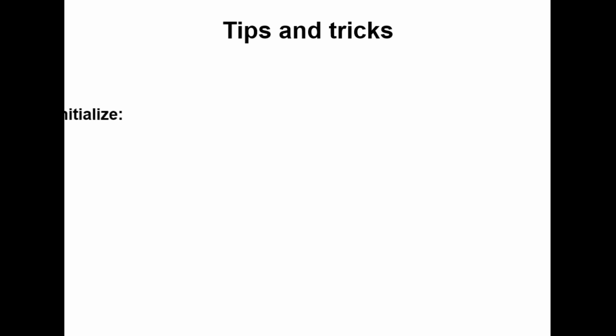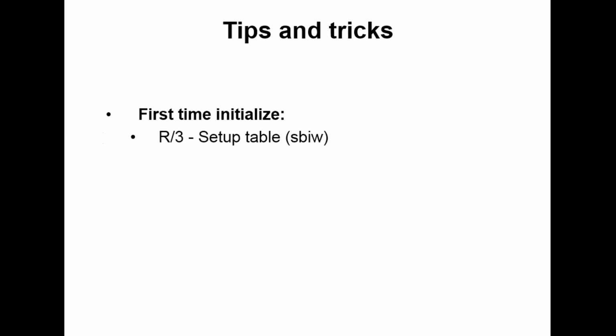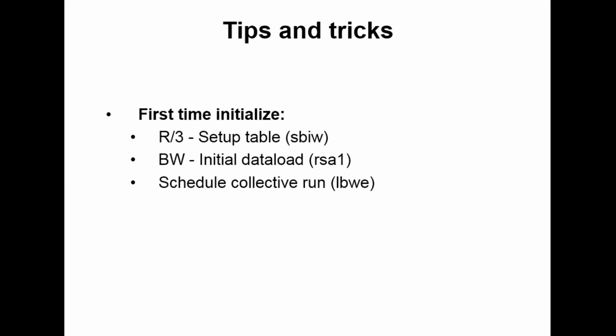Then initialization, as I told, delta initialization. Whenever we are doing initialization the first time, what needs to be done? On the ECC side, the setup table needs to be filled using SBIW. I'll show all this in the system as well. Then on the BW side, the initial data load needs to be triggered from the RSA7 info package. Then schedule the collective run in LBWE.